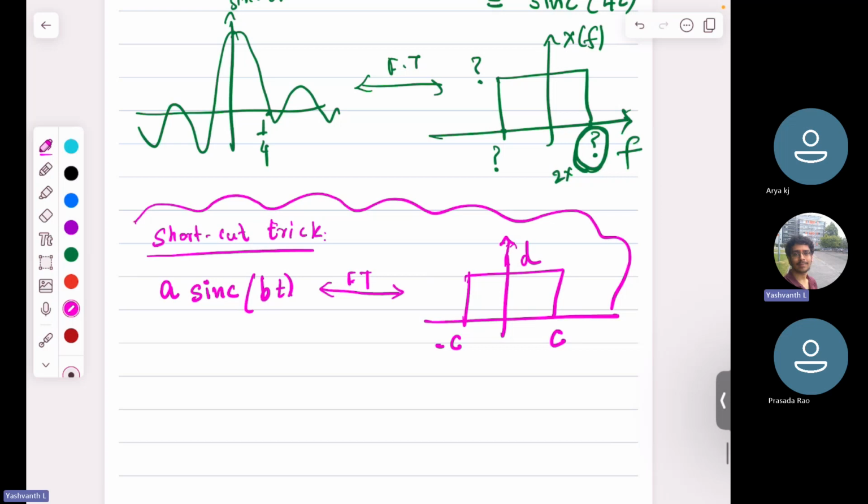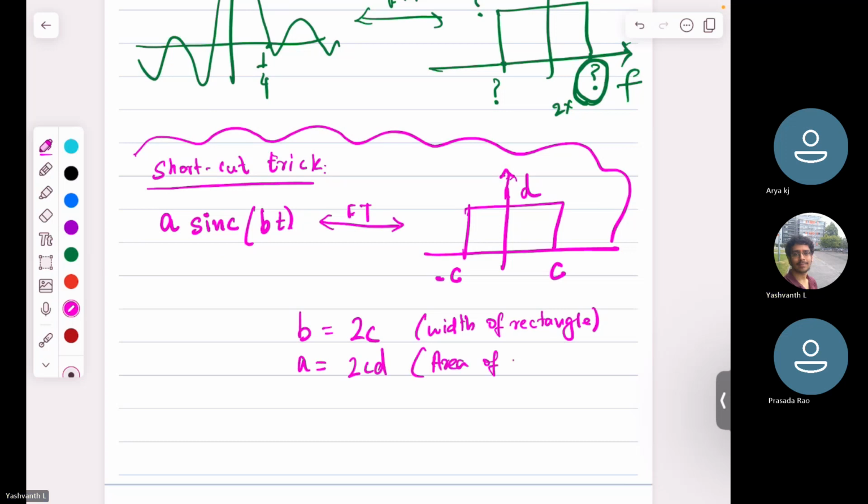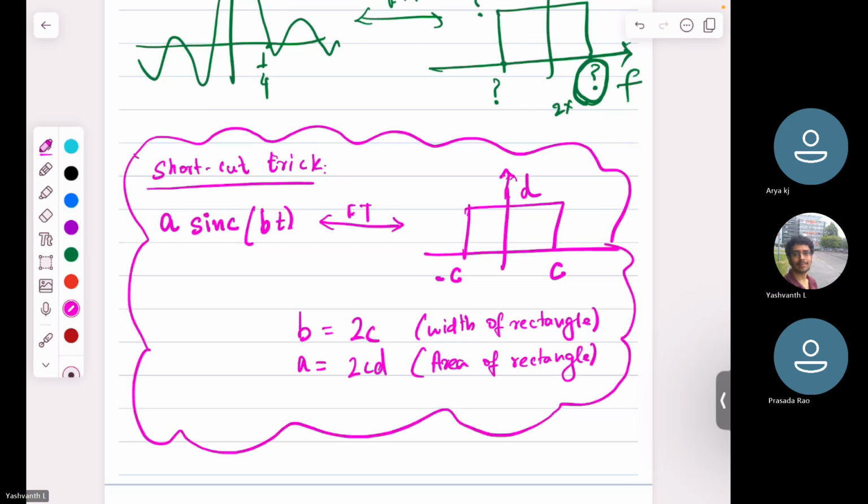Okay, then what this says is your B should be equal to 2C, that is the width of the rectangle, and A should be equal to 2CD. That is the area of the rectangle. This is the shortcut. Okay, you understand what I'm saying?